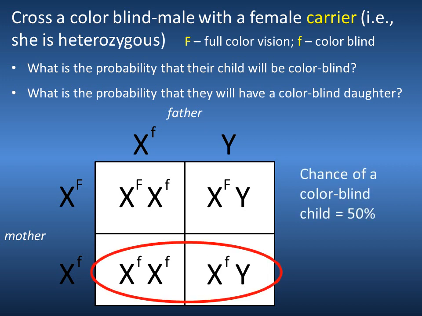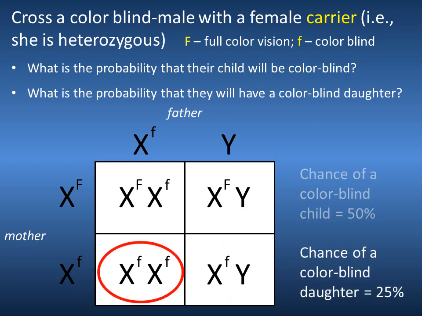And thus we see that the chance of a colorblind child is 50%. Down on the lower region we see 2 colorblind outcomes. And the chance of a colorblind daughter now, out of all the possibilities, is 25%. Only one of these outcomes resulted in a colorblind daughter.